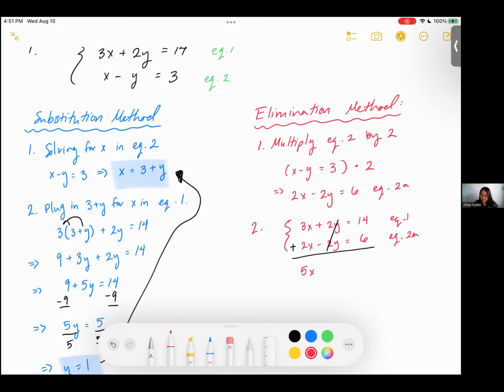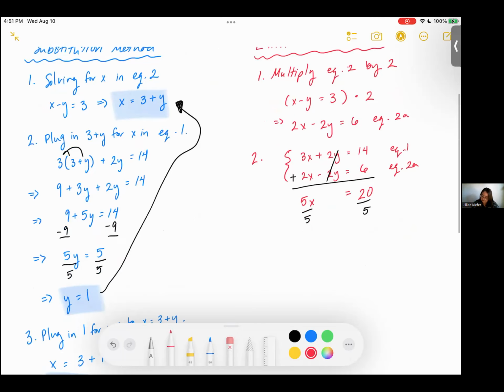Now that those got canceled out, we can add that last column. 14 plus 6 is going to be 20. So we've got 5x is equal to 20. We can divide each side by 5 and solve for x, which gives us x is equal to 4.